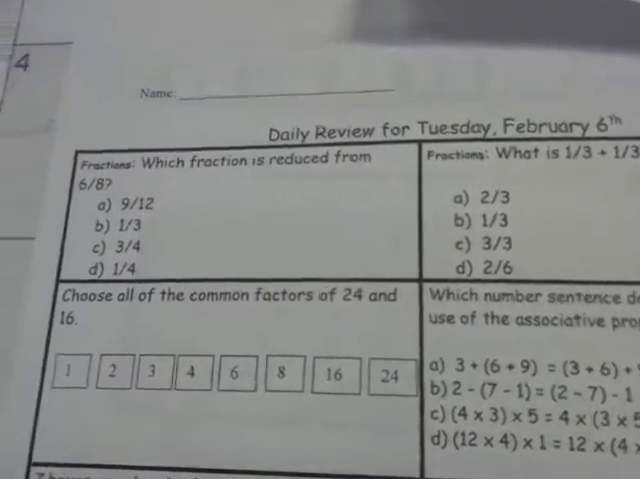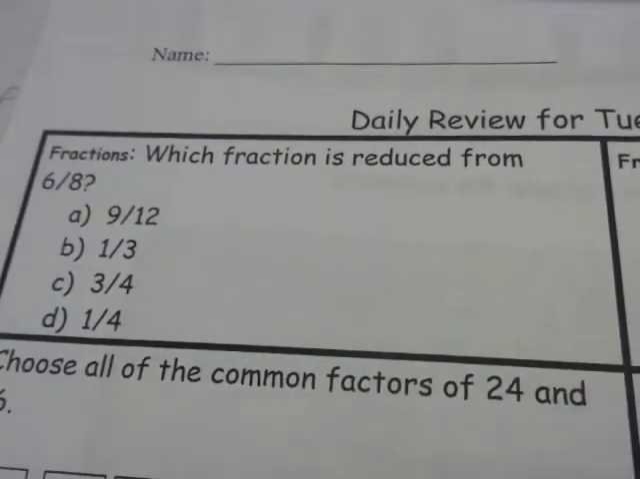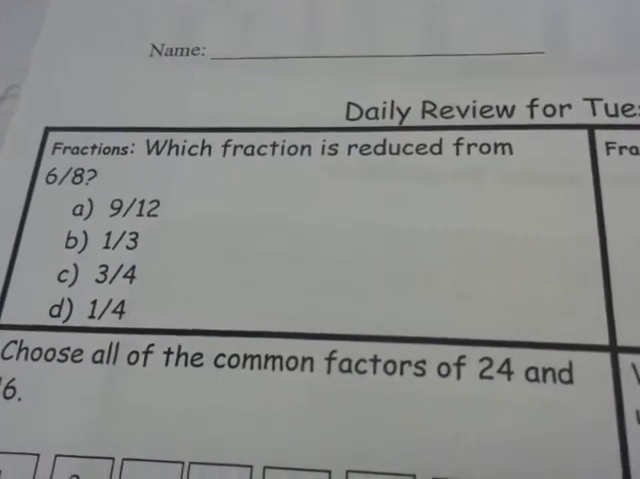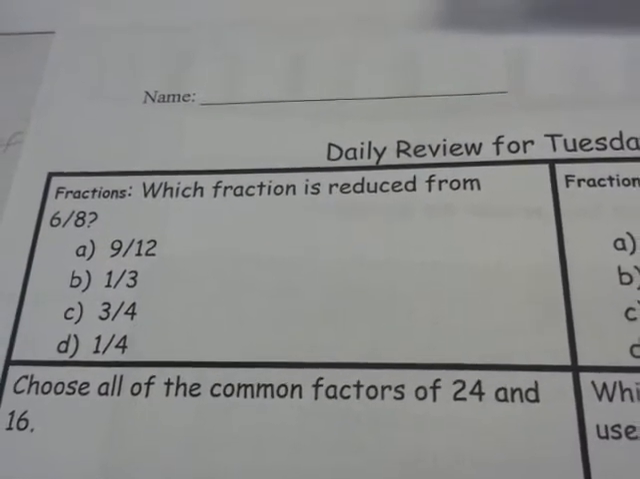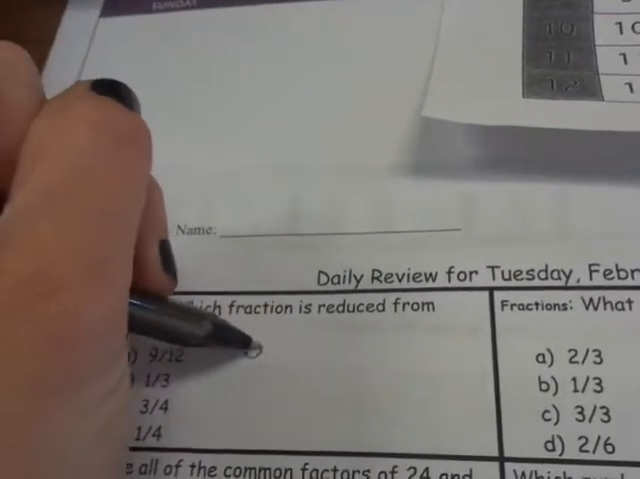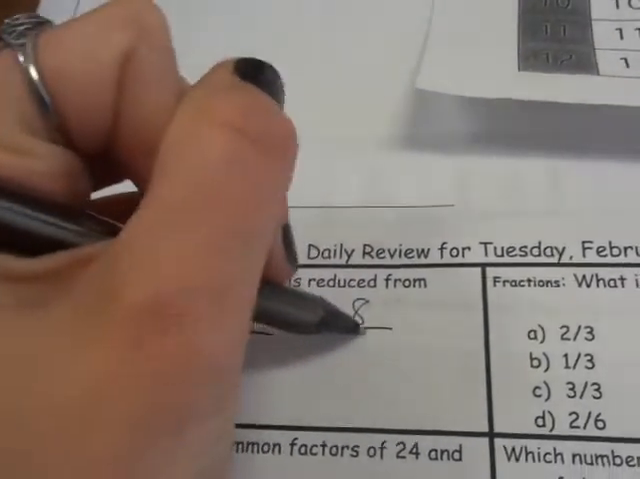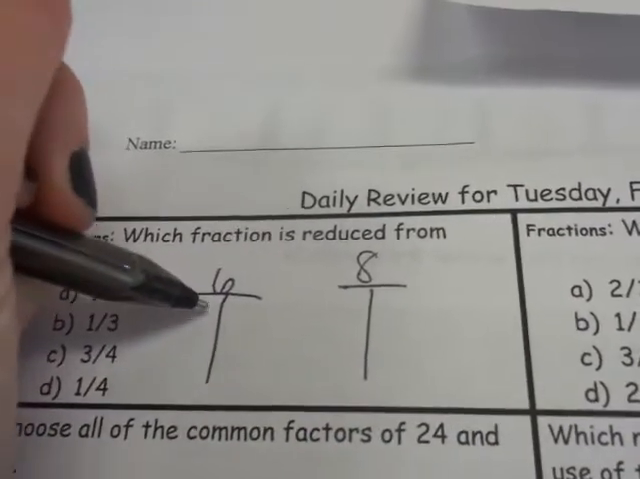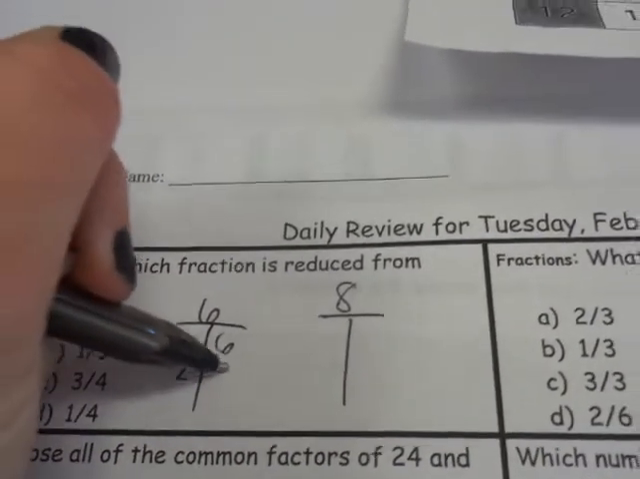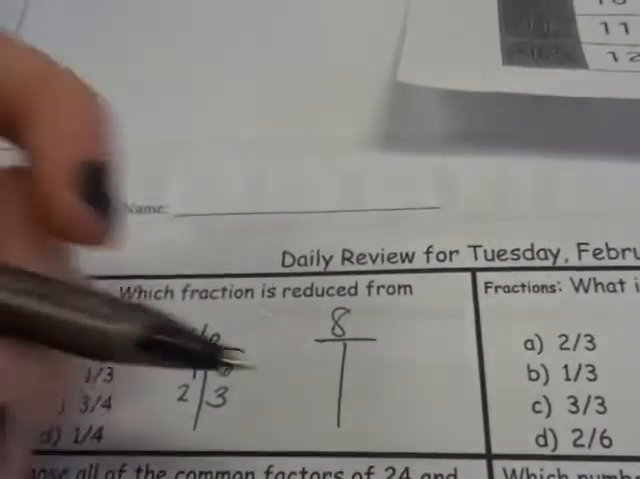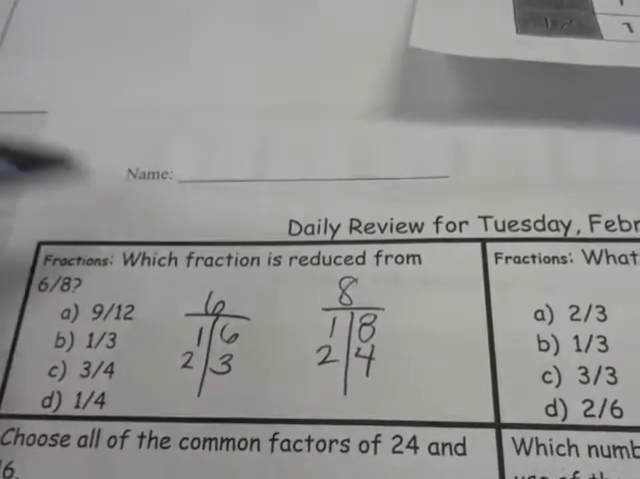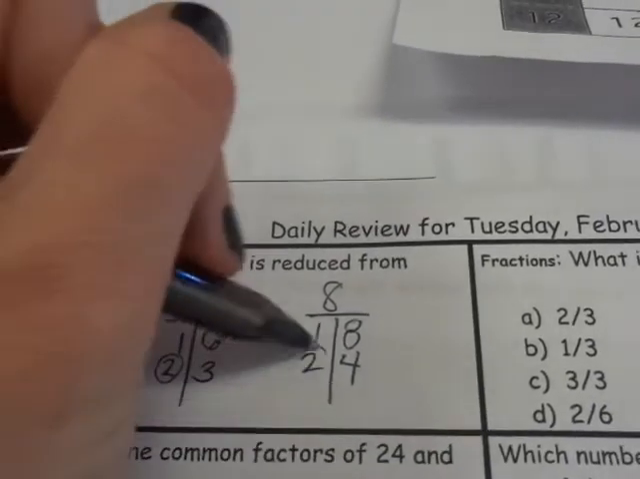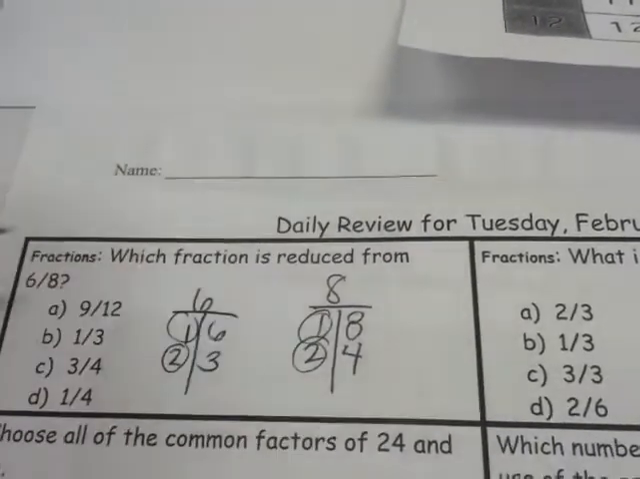Homework checker for Tuesday. Which fraction is reduced from 6/8? So what we have to do is find the GCF of 6 and 8 to reduce it. So to do that, we find our GCF. We find all the factors of 6: 1 and 6, 2 and 3. Find all the factors of 8: 1 and 8, 2 and 4. So my GCF, the biggest number they both have in common, is 2.